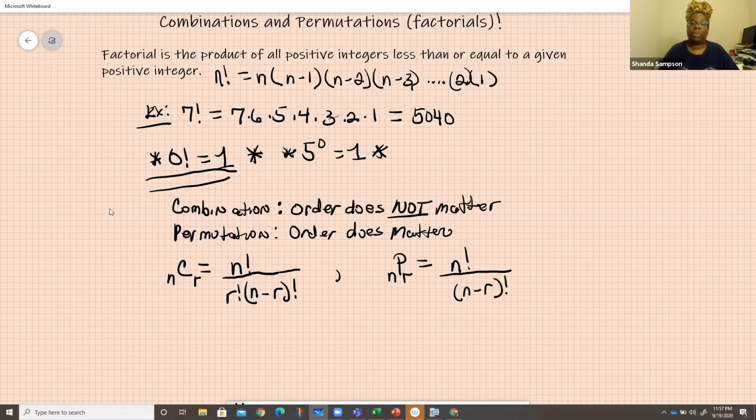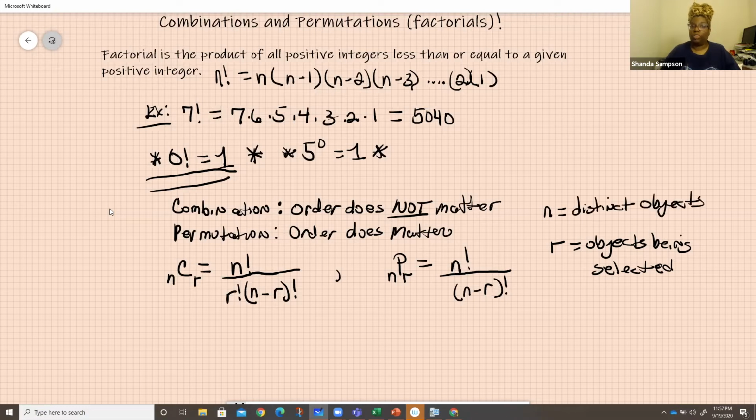Now, I had to memorize these. I will not have you memorize these, but these are the two formulas. That's why you had to know what factorial meant. So what is r? r is the objects being selected. n is the distinct objects, the objects themselves. So you might have 12 marbles and you want to take them 3 at a time.